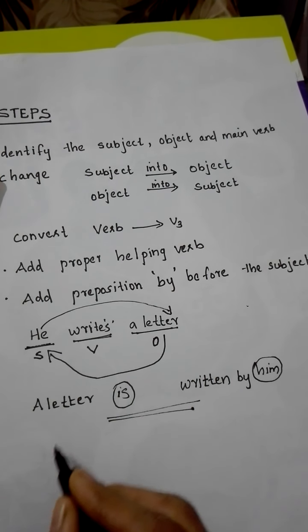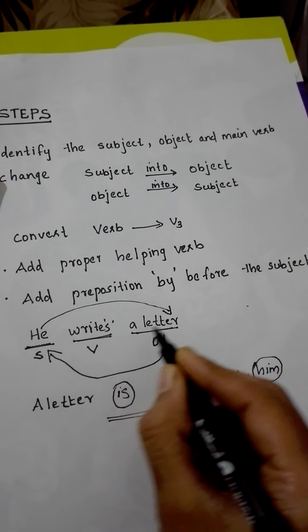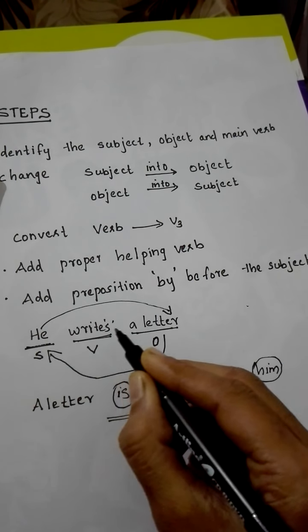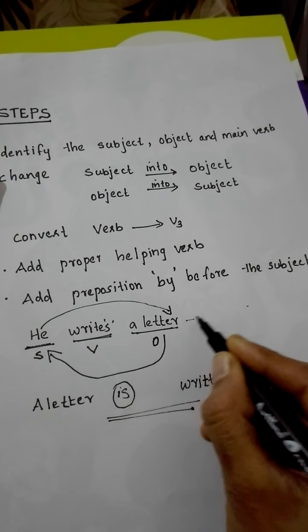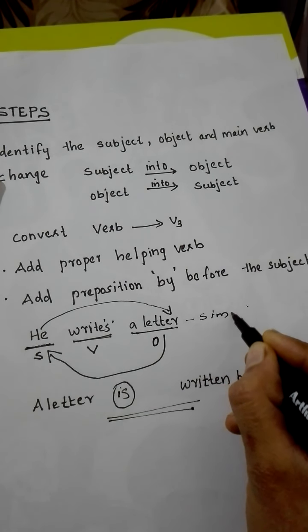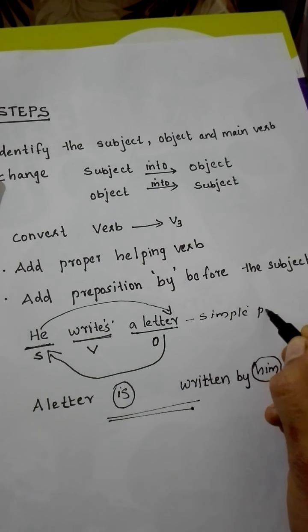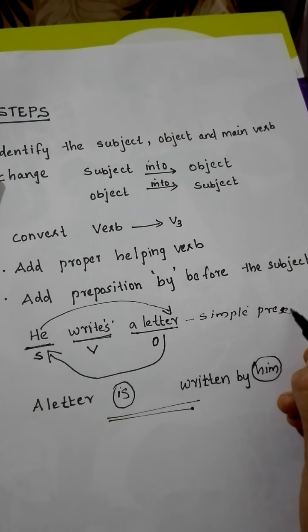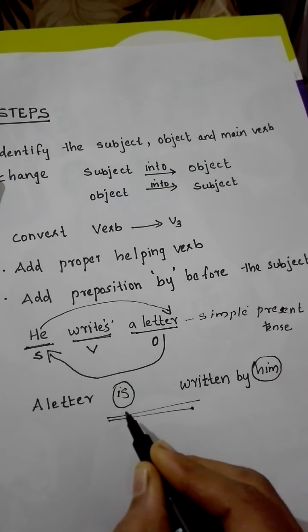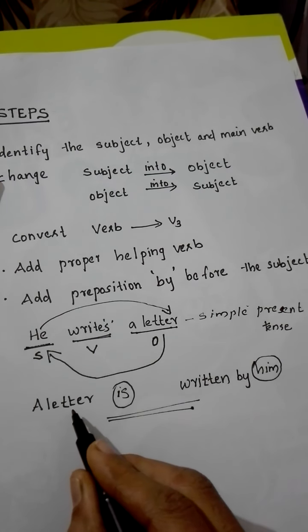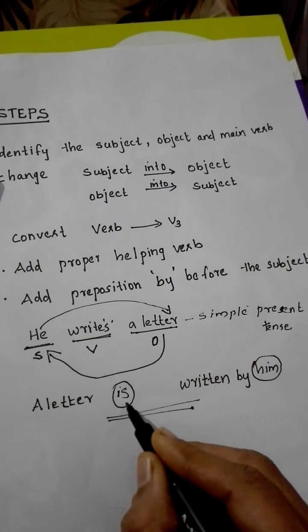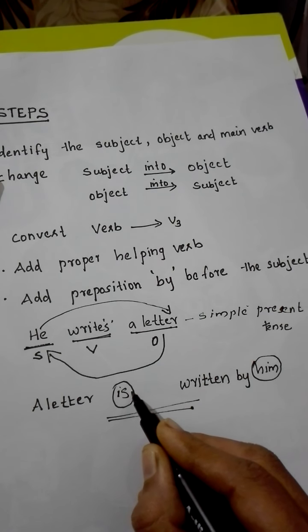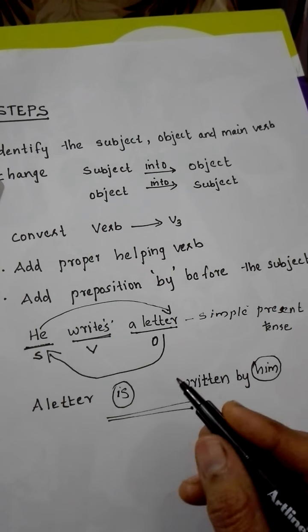For one more example, if I told you this is in the present tense. He writes a letter is in the simple present tense. Isn't it? Simple present. So we used is. Singular subject is used, means this is the present tense helping verb, isn't it?